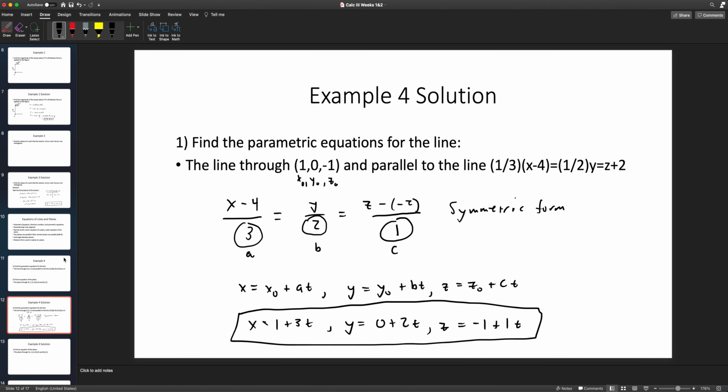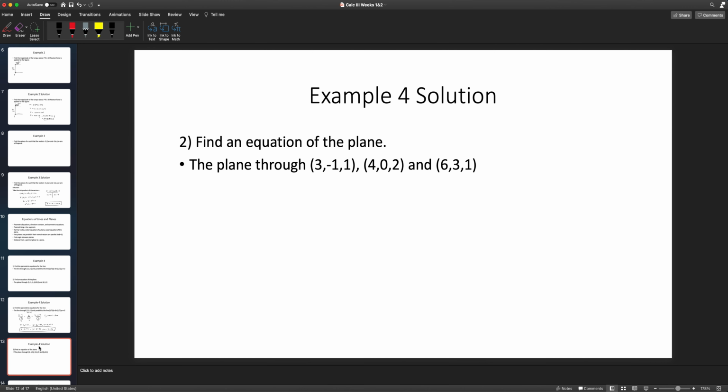Let's look at the next problem. Find the equation of the plane. So here we want to find the equation of the plane through these points here. First thing you need to do is we'll just call this point P, this point Q, and this point R.